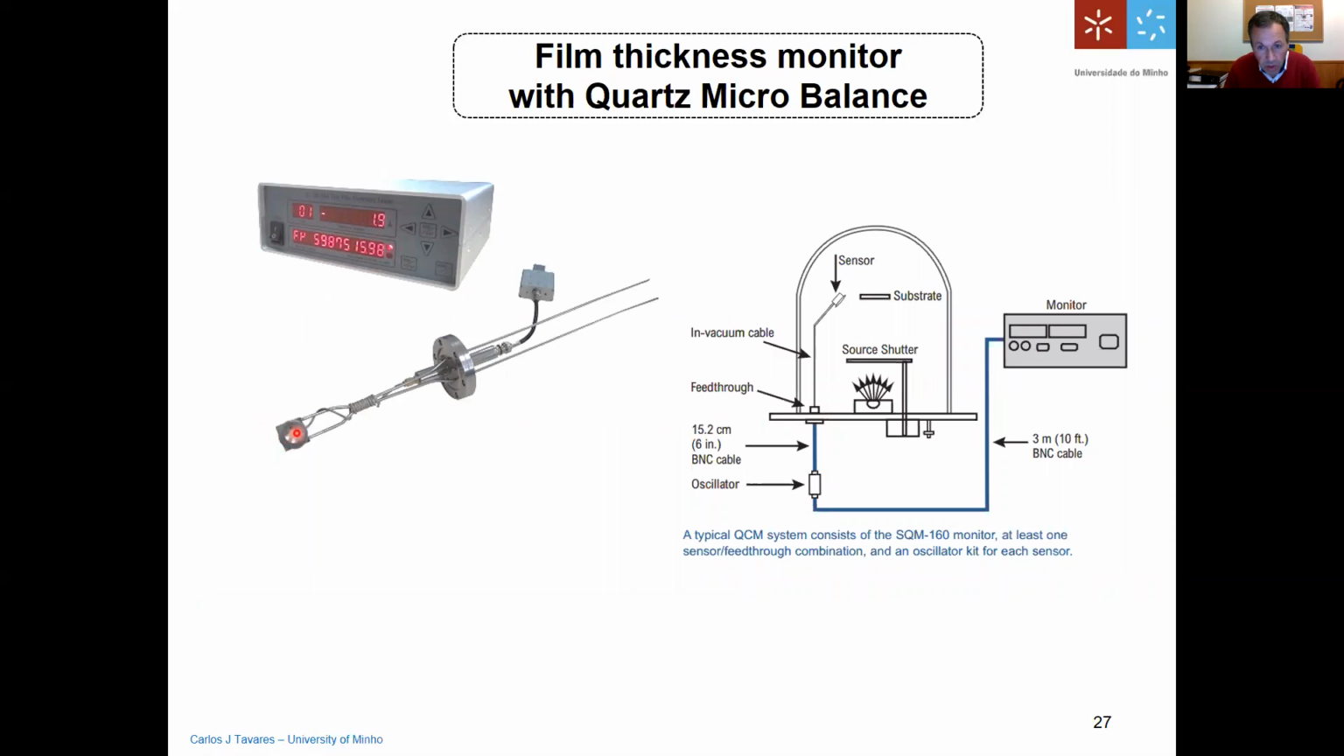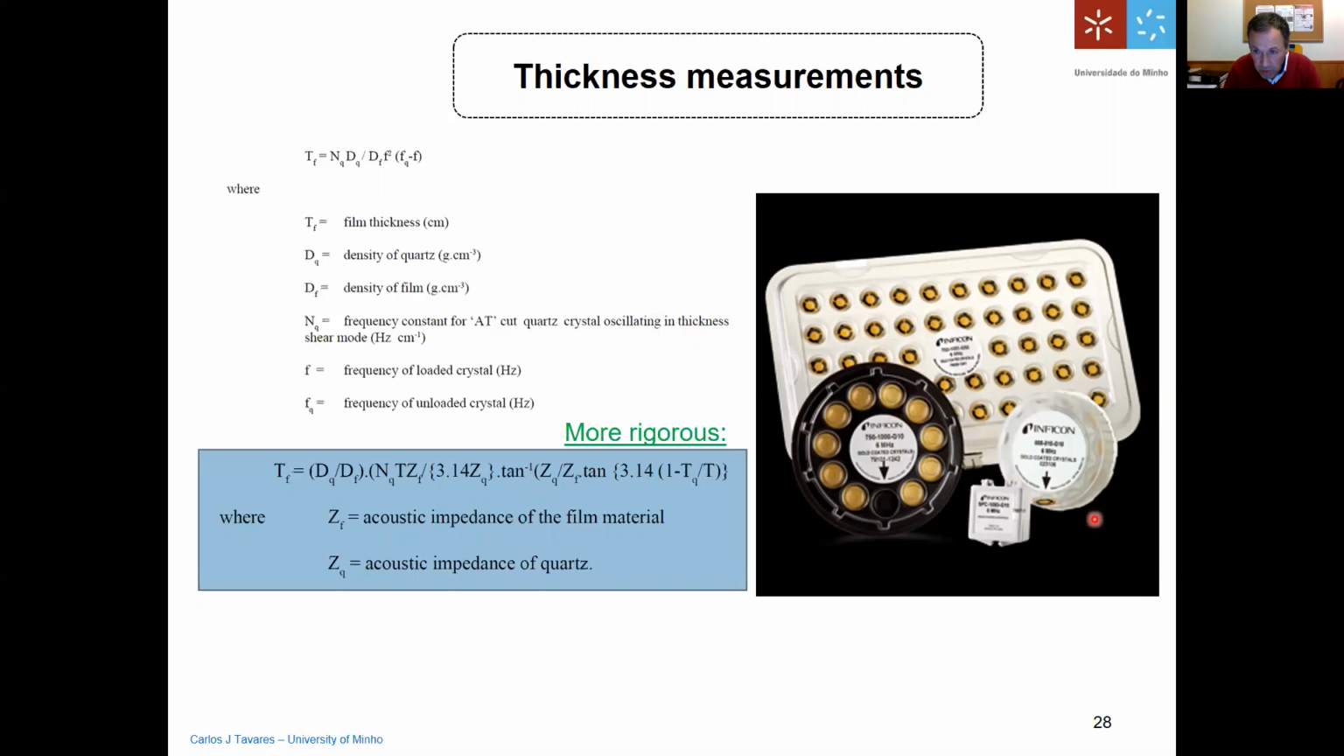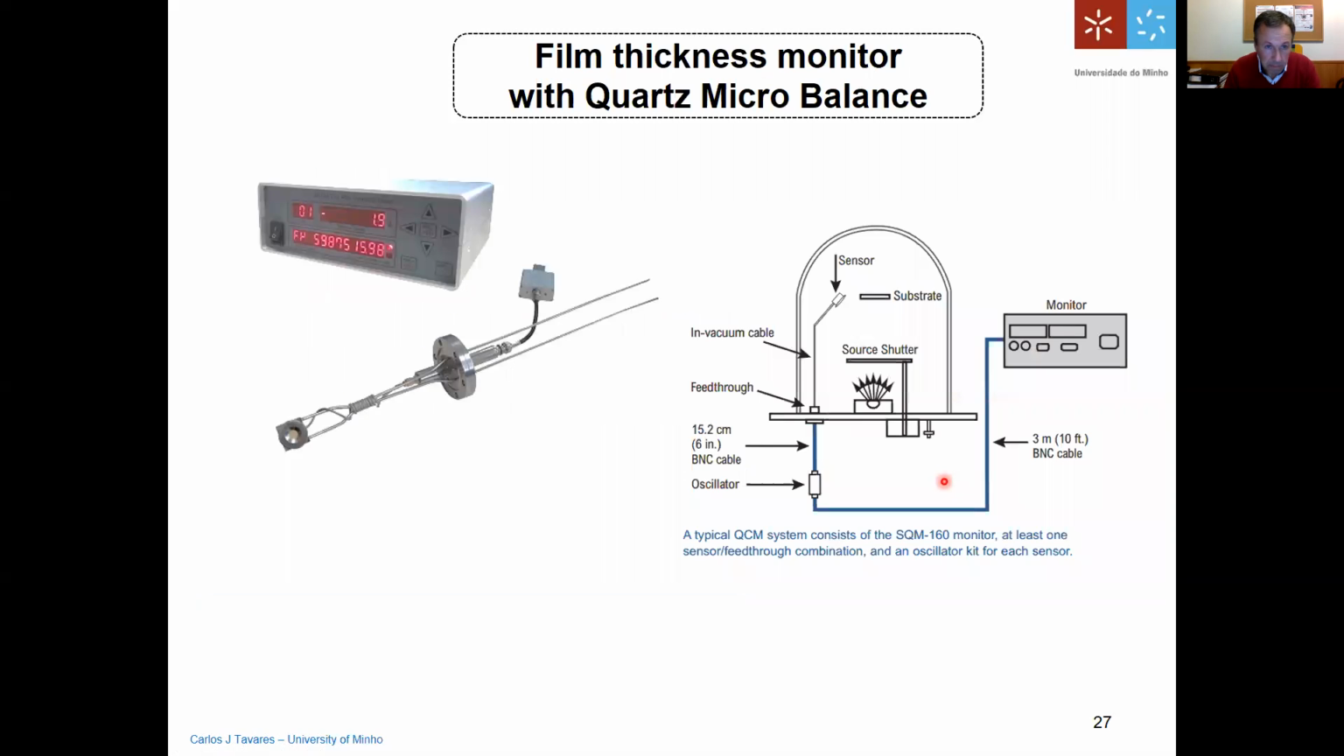So how does it work? It's like a balance. It's a crystal balance. It will be oscillating with a very high frequency. The frequency can be hundreds of kilohertz. So you have a crystal which is oscillating with a very high frequency, hundreds of kilohertz, and when it receives atoms, its mass will increase, and as the mass increases, the oscillation will be damped.